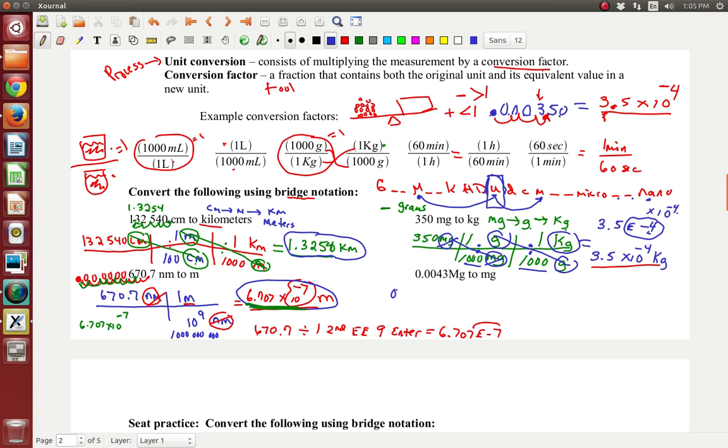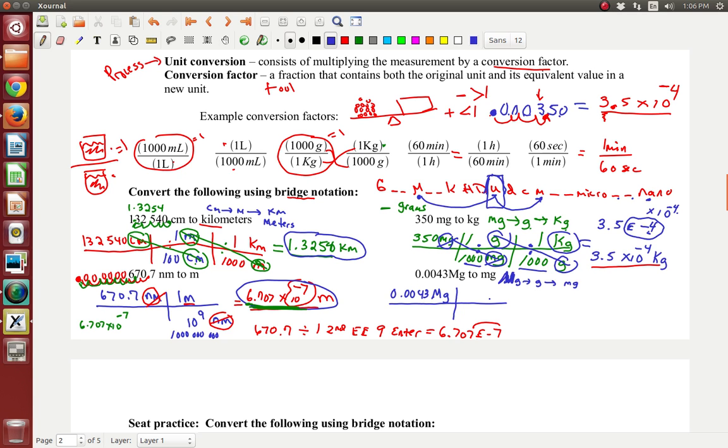So 0.0043 megagrams. Draw your bridge. Put the support up. We got to go from megagrams to grams, and then from grams to milligrams. This is one time when the capitalization is super important. That should be a capital M. That looks pretty awful, but it should be a capital M.